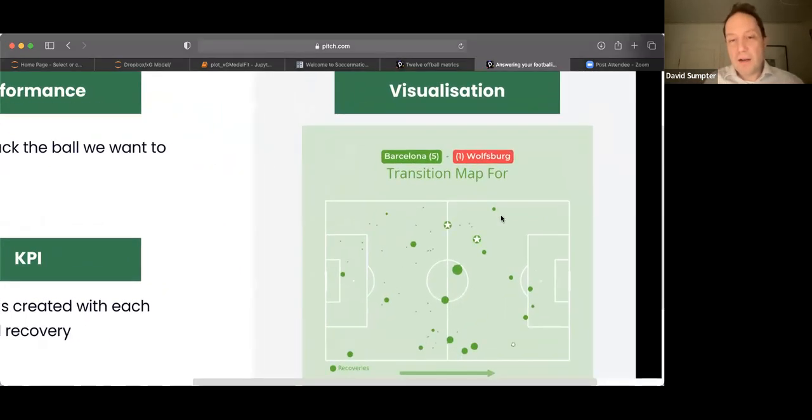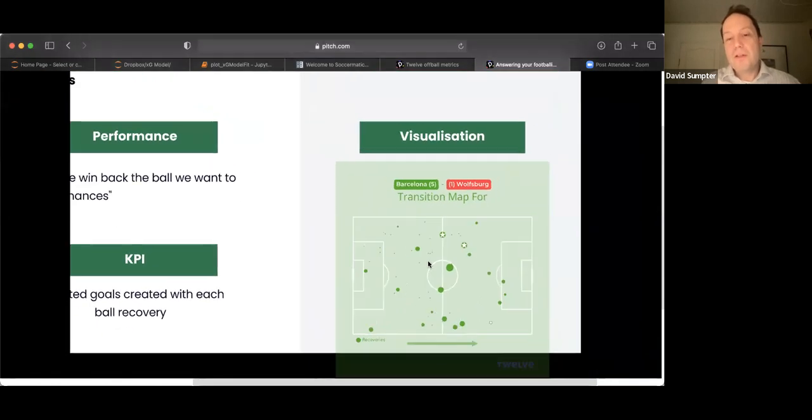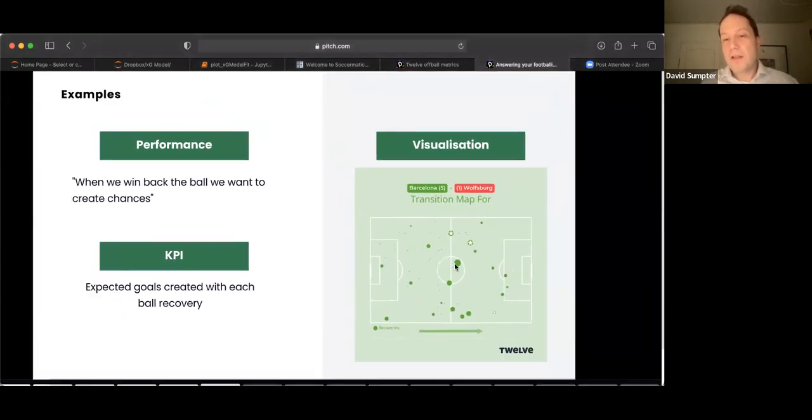And if you look very closely, you'll see there's lots and lots of little dots there. And they're all the ball recoveries. But the larger circles are the expected goals created when the ball was won back. And you can see there was 1, 2, 3 goals for Barcelona when they transitioned, when they won the ball back. And this becomes a powerful way of just presenting that simple idea.